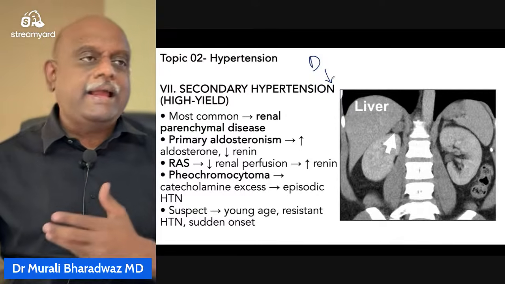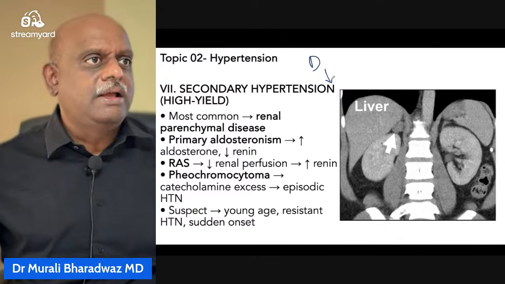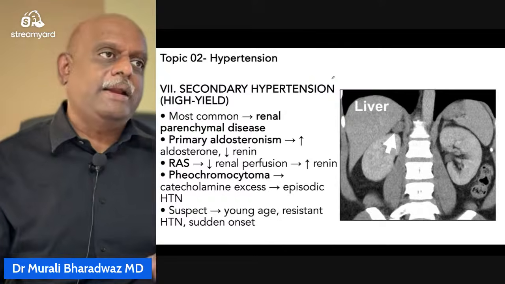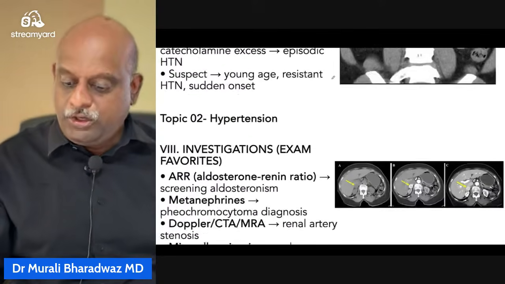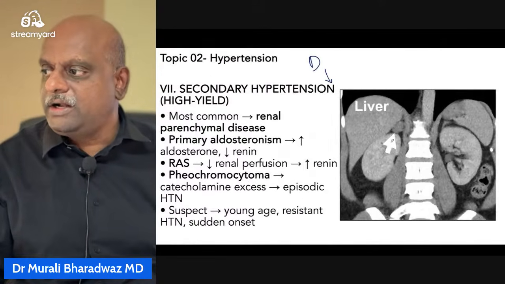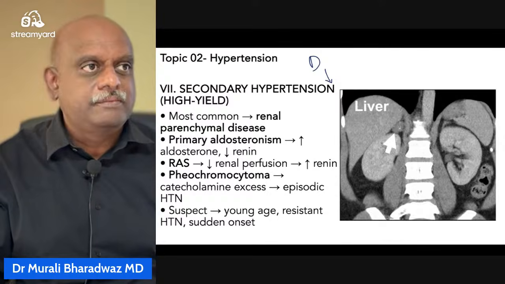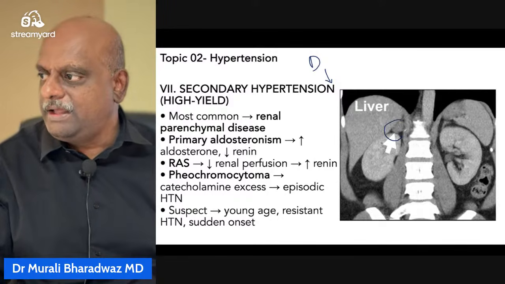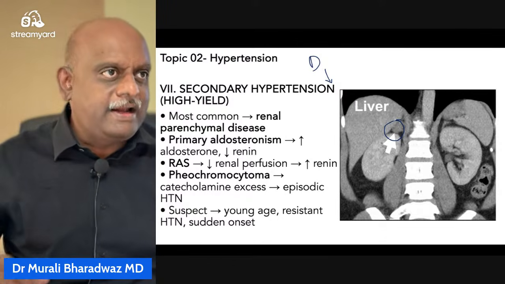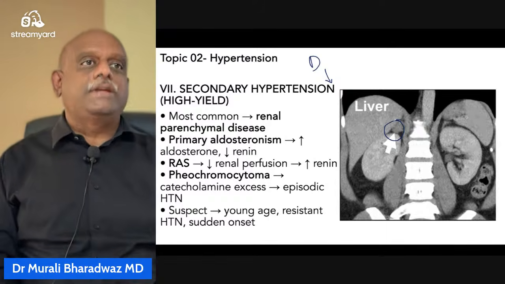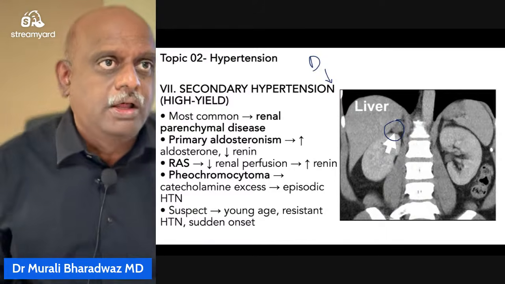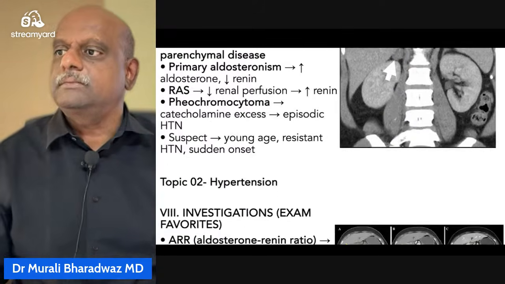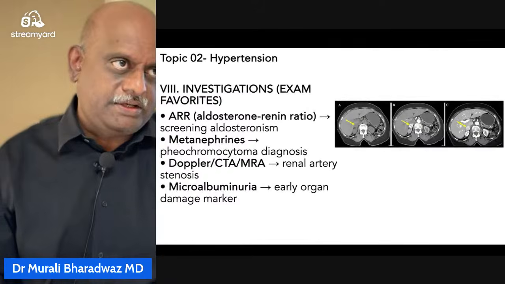So any young age, resistant hypertension, sudden in onset, suspect secondary. So you can see here. What do you see here, doctor? Above the kidney. Can you appreciate the adenoma of the adrenal, which is overproducing the aldosterone, which is called Conn syndrome? How do you investigate?